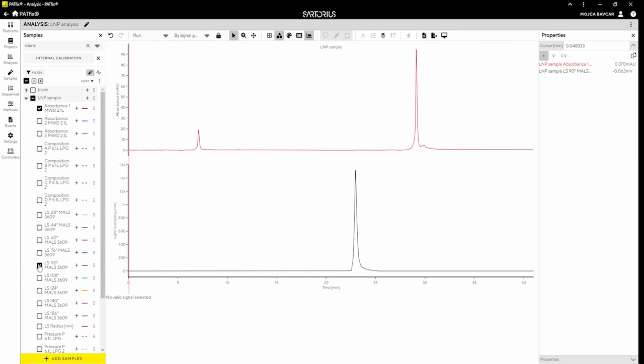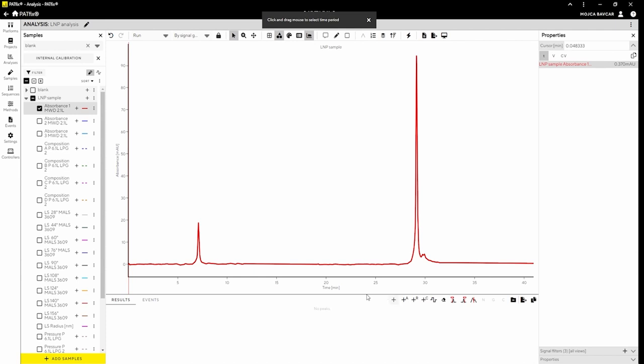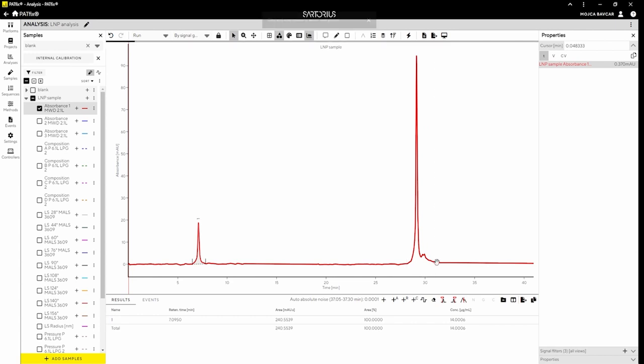In this demonstration, we will focus on the information provided by the absorbance signal. A peak is observed in the first analysis, representing non-encapsulated mRNA, while the absorbance peak in the second analysis corresponds to encapsulated mRNA. The concentration of both mRNA species can be determined from the calibration curve of the mRNA standard, based on the absorbance peak area obtained by integrating each peak. By comparing the concentration of both peaks, encapsulation efficiency can be calculated.